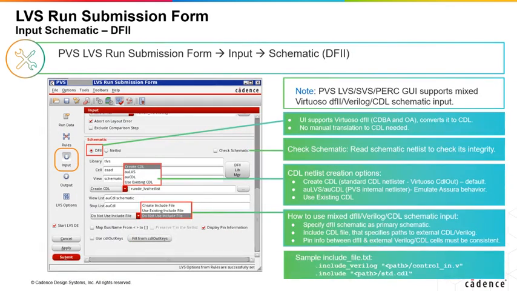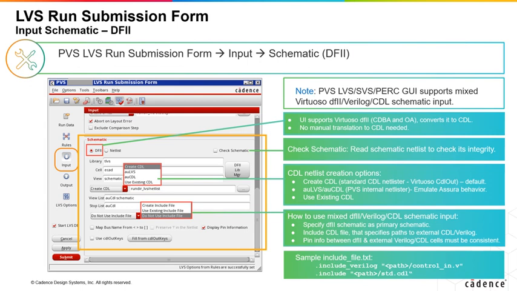Moving on to the schematic half under the input panel of the PVS LVS run submission form, mark the Check Schematic checkbox if you want the schematic netlist to be read early in the flow to check its integrity. In this case, if no errors are detected when reading the schematic, the flow continues. If there are errors in the netlist, PVS terminates. There are a couple of schematic format options to choose from, DF2 and Netlist.